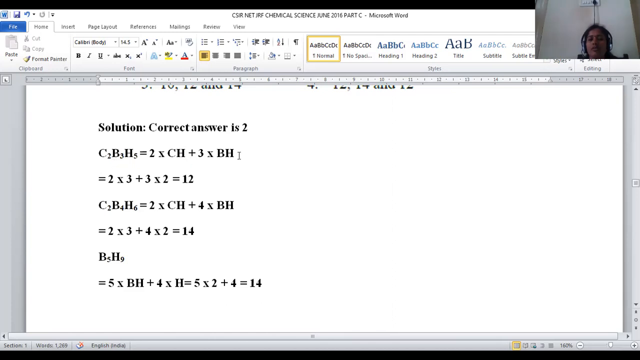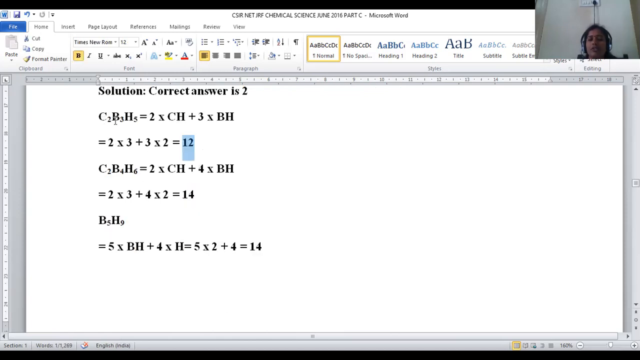So total hydrogen count will be 2 plus 3, it will be 5. Entire carbon, hydrogen, boron count got balanced. 2 CH units are there and 3 BH units are present. Actually, carbon valency is 4. When it is in contact with hydrogen, the contribution will become 3. So 2 into 3 plus 3 into 2, since boron valence is 3, and being associated with hydrogen, its contribution reduced to 2. So 2 into 3 plus 3 into 2, total skeletal electron count will be 12. So for C2B3H5, total skeletal electrons will be 12.